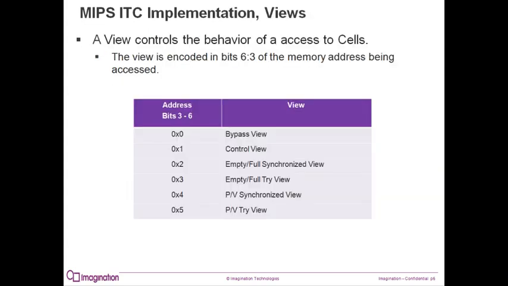A view is the method the thread wants to use to access the cell. The ITC controller will look at bits 6 through 3 of the address being accessed and use them to figure out how the thread wants to access the cell. The next several slides will go into detail about each view.